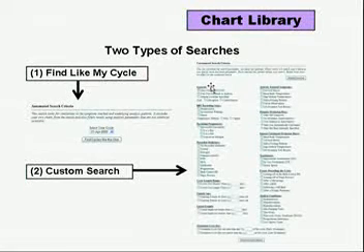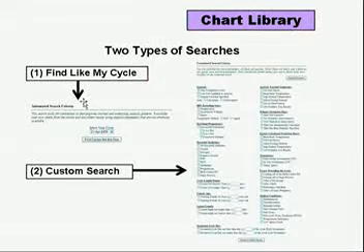Lastly, we're going to talk about the chart library. The chart library is a way for you to find cycles or charts from other users in the system. There are two types of searches that you can do. The first is to find cycles that are similar to a specific cycle that you've recorded.